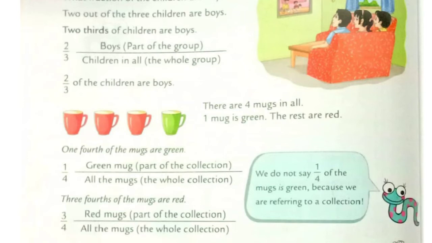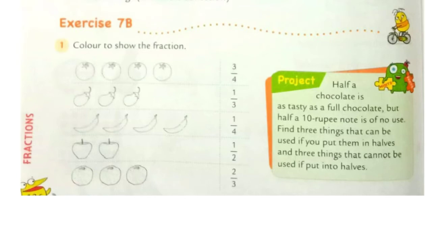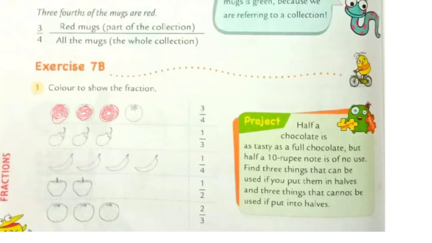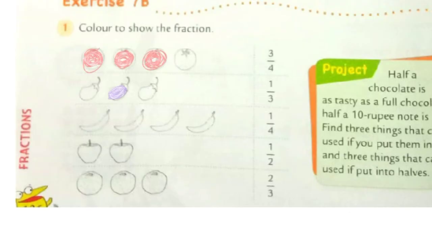Let's do exercise 7b. Color to show the fraction. Here there are 4 tomatoes and we have to color 3 of them red. Let's do. See, this is colored. I have colored 3 tomatoes red out of 4. Next one, 1/3 means out of these 3 brinjals, we have to color 1 of them. Let's do. So scholars, can you see? I have colored 1 brinjal out of these 3 with purple. The same way you will do the rest.